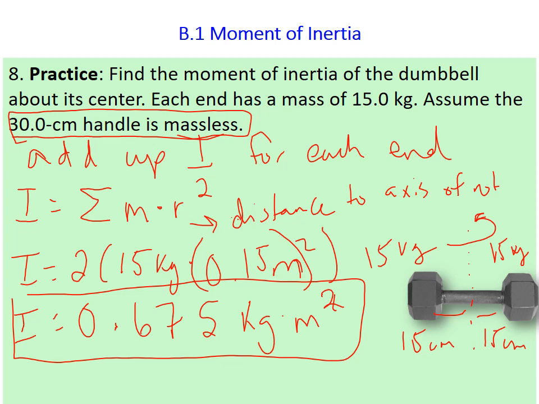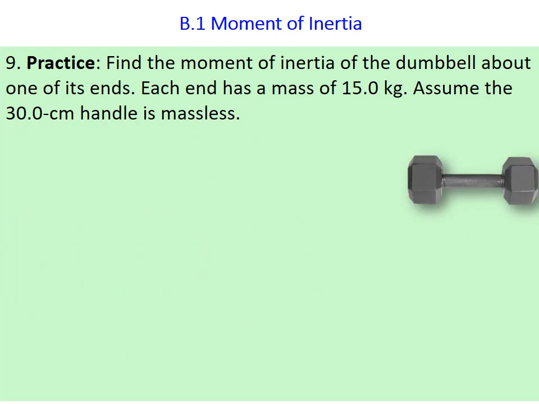Up next, practice problem 9. This practice problem is great because it shows how it's harder to rotate an object about its end rather than its middle. So let's see. Find the moment of inertia of the dumbbell about one of its ends. Each end has a mass of 15 kgs. Assume the 30 centimeter handle is massless. Again, that's for our convenience, as we'll see with practice number 10. I'm trying to draw an axis of rotation here, and that did not come out right. So I'm drawing this dashed line here across, and it's going to be rotating about this, arcing around one of its ends.